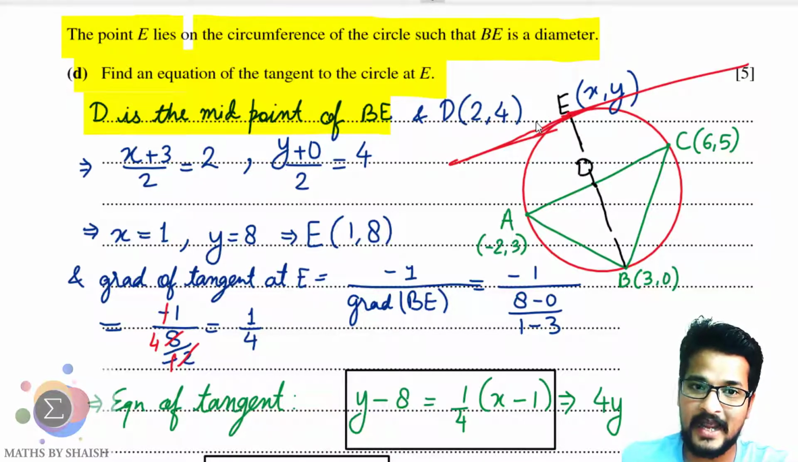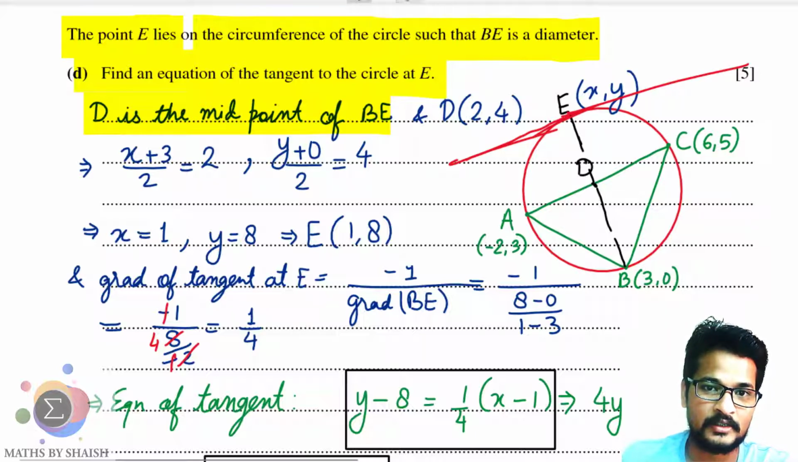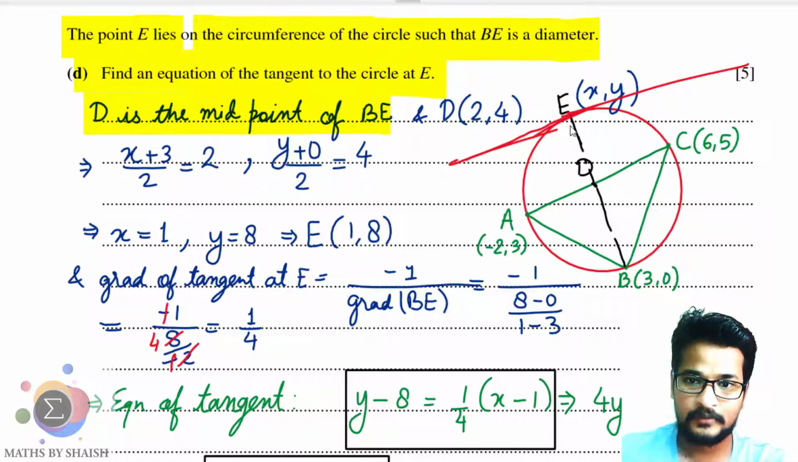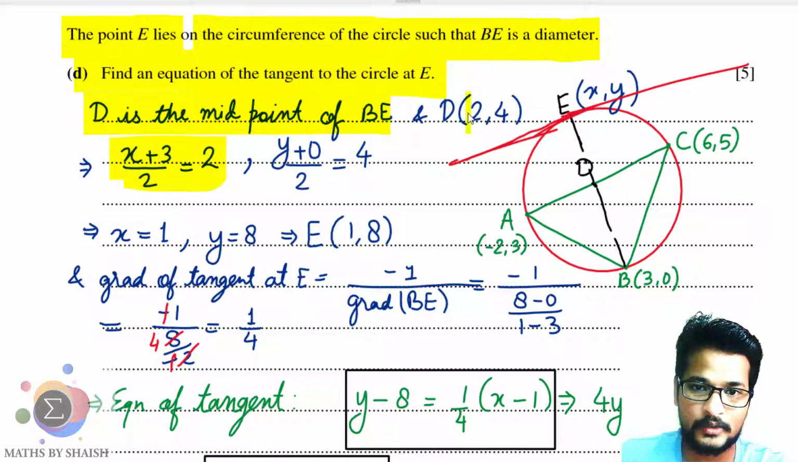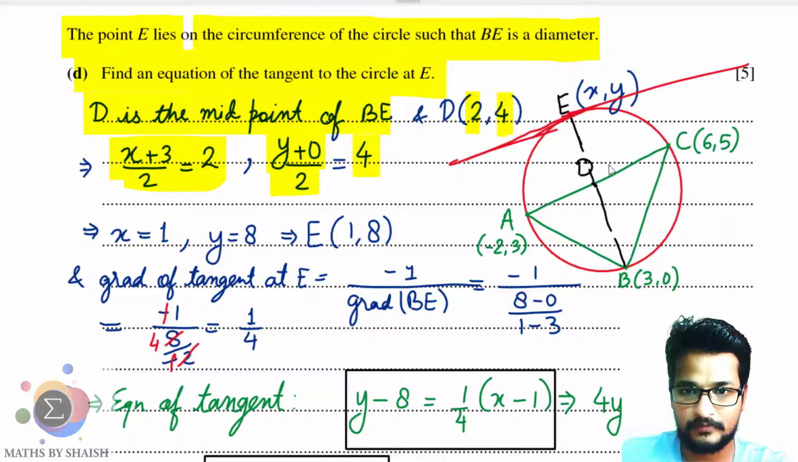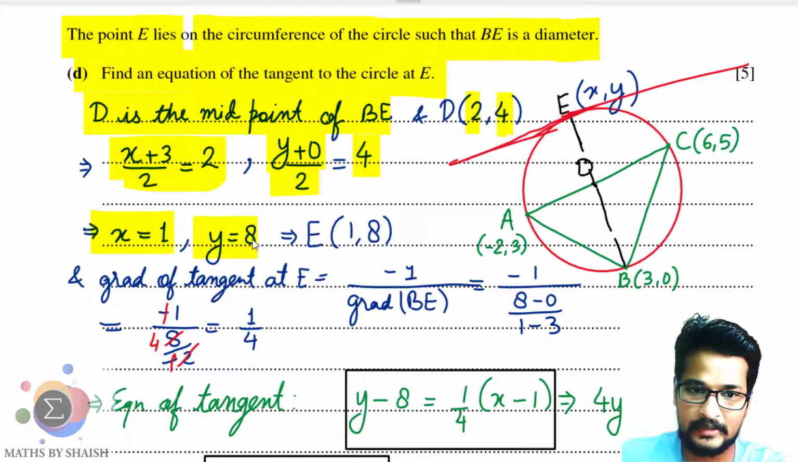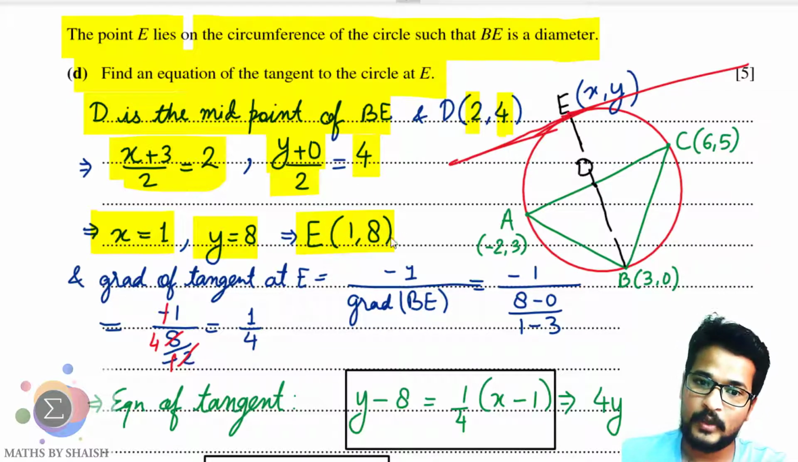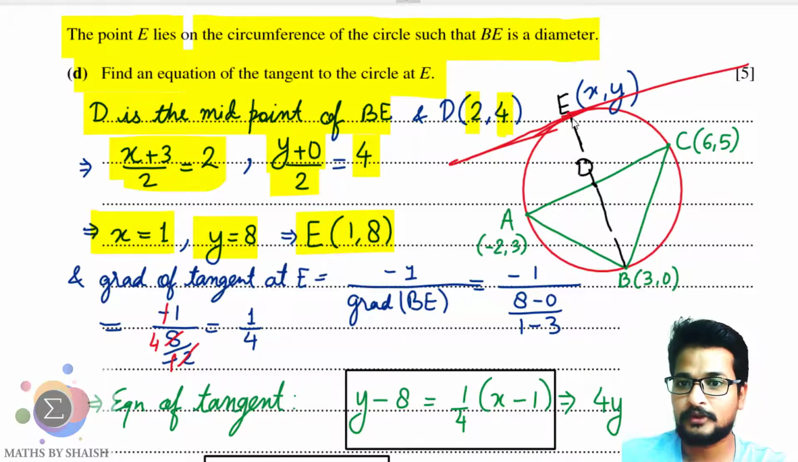So for a tangent we need a gradient and a point. For the point, what we can see here is D is the midpoint of E and B, and since it is a midpoint, the sum of the x coordinates divided by 2, (x + 3)/2, will be 2, because that's the x coordinate of D, and (y + 0)/2 would be the y coordinate 4. So from here we can get the x and y coordinates of E. So we got the coordinates of E, from where we are going to find the equation of the tangent.